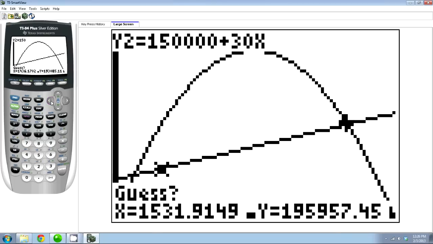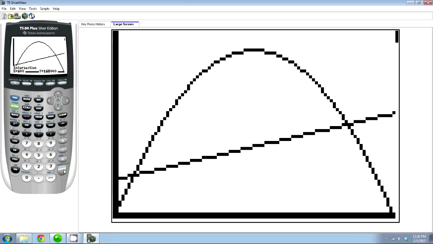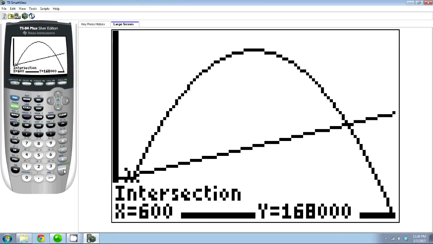Once your cursor is reasonably close, go ahead and press enter. And we have our other point, 600, 168,000. Now the question is, what do we do with this information and what else can we get from it?